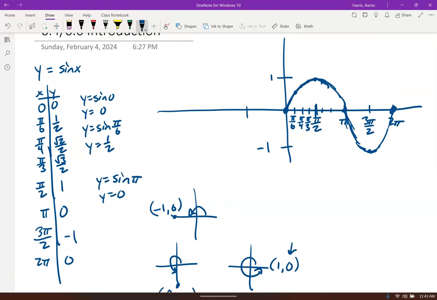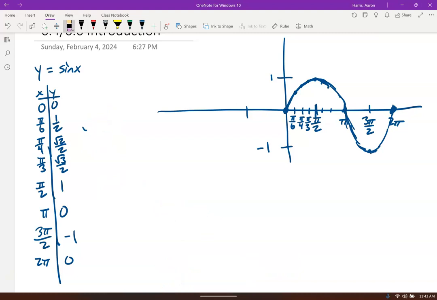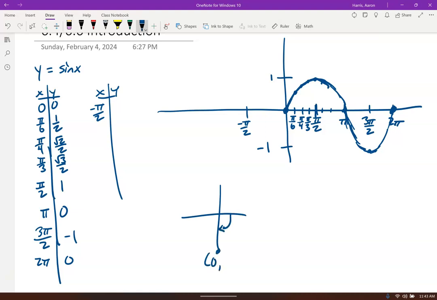I could also plug in some other points, as many points as I needed, like negative pi halves, for example. If I rotate negative pi halves, the sine of negative pi halves is negative 1. I put that plot on there, and then I'd graph the sine of negative pi, which is 0, and then I'd plot the sine of negative 3 pi halves, which is 1. I'd plot the sine of negative 2 pi, which is 0, and so on. And I'd get another revolution of this.